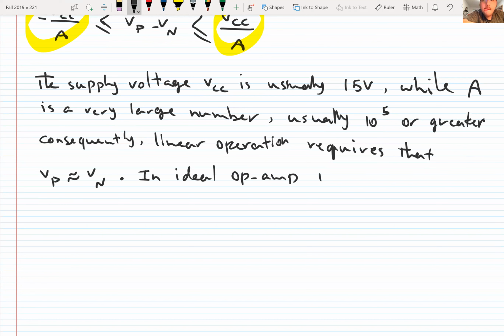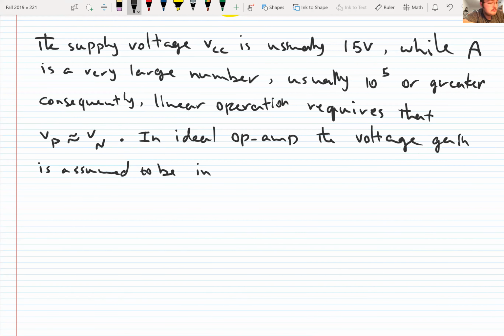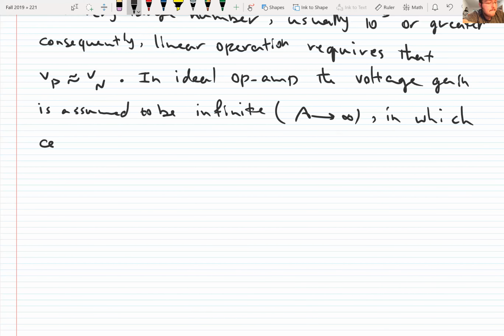In an ideal op-amp, the voltage gain is assumed to be infinite. So A is infinite, in which case linear operation requires Vp exactly equal to Vn.